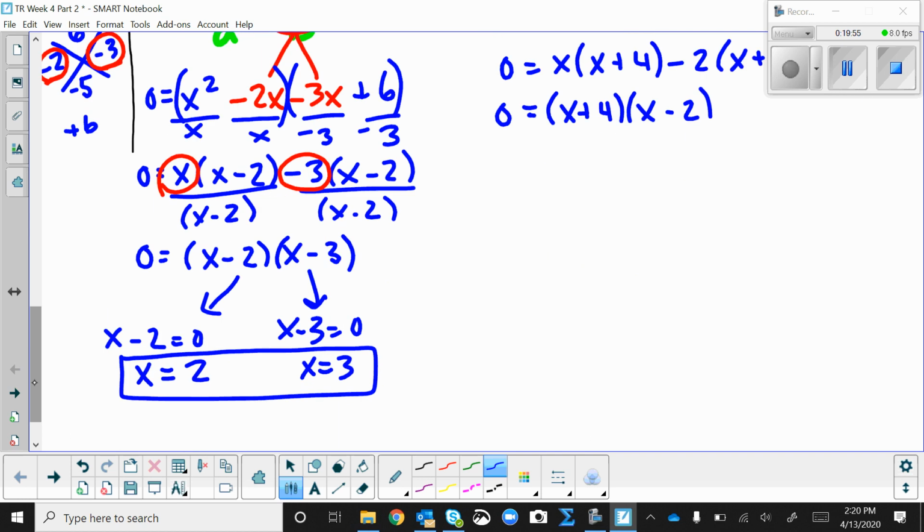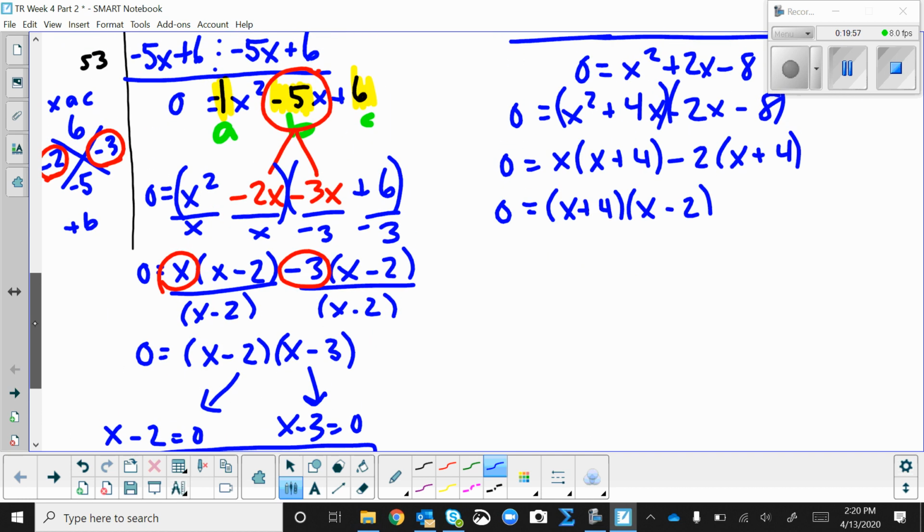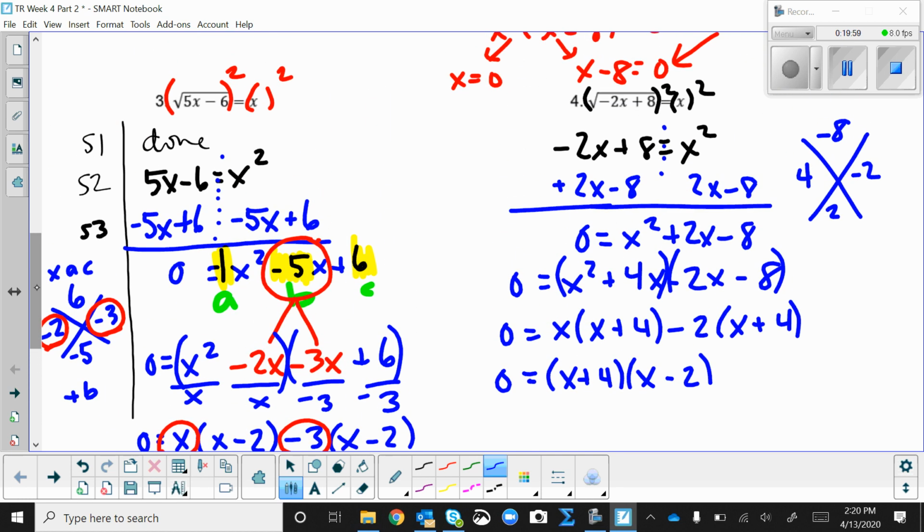All right, so here are my factors, x plus 4 times x minus 2. Set each of those equal to 0 individually, and solve each of them, and you should have x equals negative 4 and x equals 2.